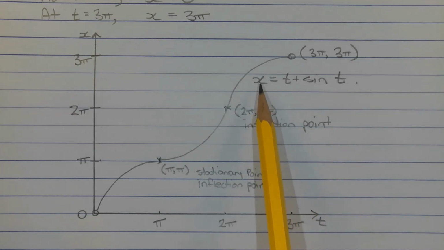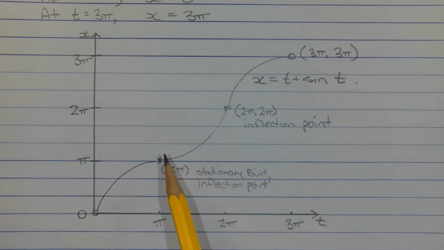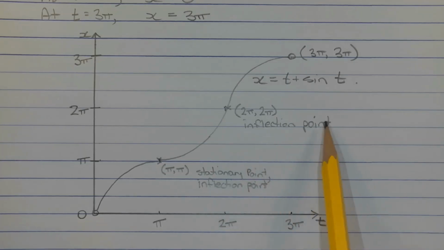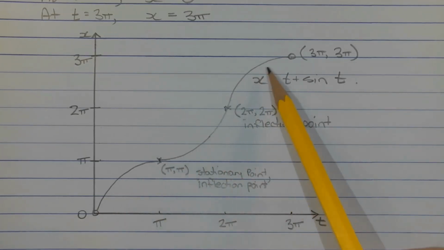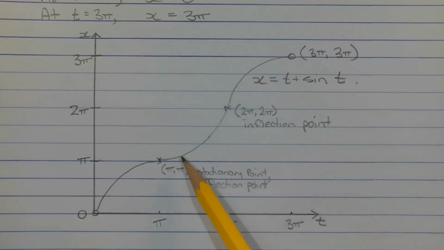Now I've labeled the graph x equals t plus sine t with the equation. That's important. And the question also asks us to label the stationary points and inflection points. So there's only one stationary point, which is at (pi, pi), but it's also an inflection point. And there's also an inflection point at (2 pi, 2 pi). Now to get some extra points, I've done a table of values, which I haven't shown, just to get the curve a little bit smoother and a little bit more accurate.